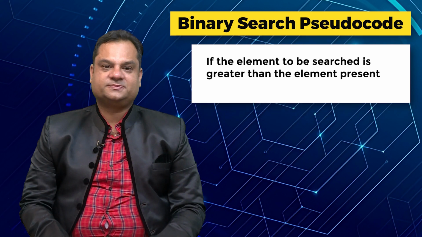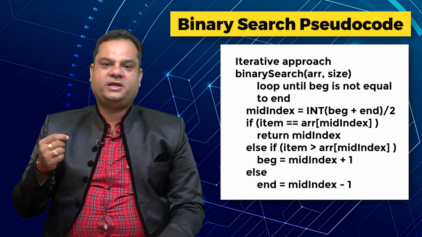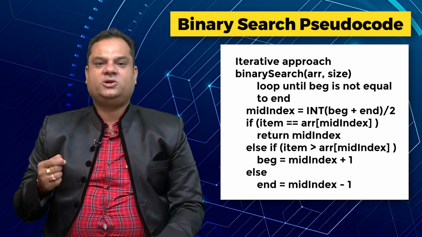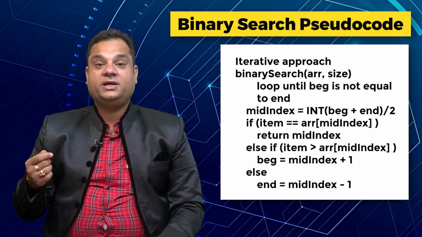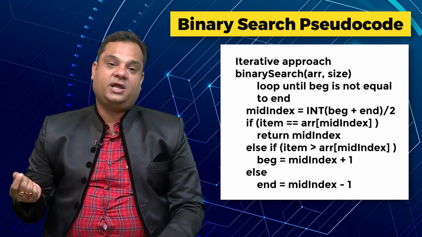so you have to discard the sublist of LHS. So for this implementation, we can write some code like the binary search algorithm. We can write the binary search algorithm by two approaches. First is the iterative approach. In an iterative approach, binary search, inside the parameter you can write array and size.